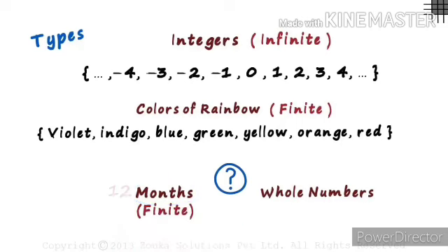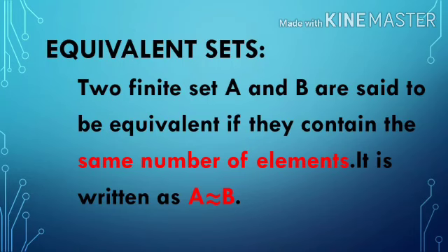This set would be finite as there are 12 months in a year, but this set is infinite because whole numbers start from 0 and never end. Next set is equivalent sets.